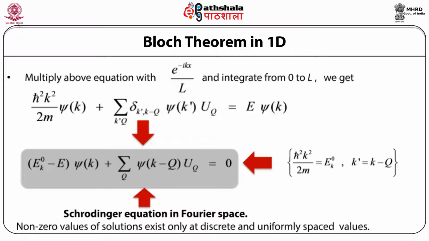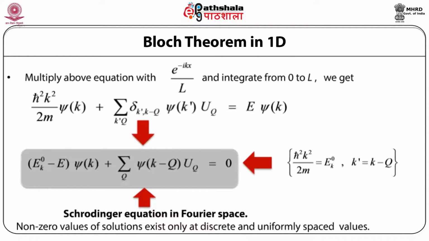So now we can rewrite the Schrödinger equation, taking into account that h cross k square by 2m is, in short form, e k naught, and k prime is equal to k minus q. So the expression then becomes (e k naught minus e) multiplied by phi k plus summation over capital Q phi k minus q into eq is equal to 0. So this is the Schrödinger equation in Fourier space.